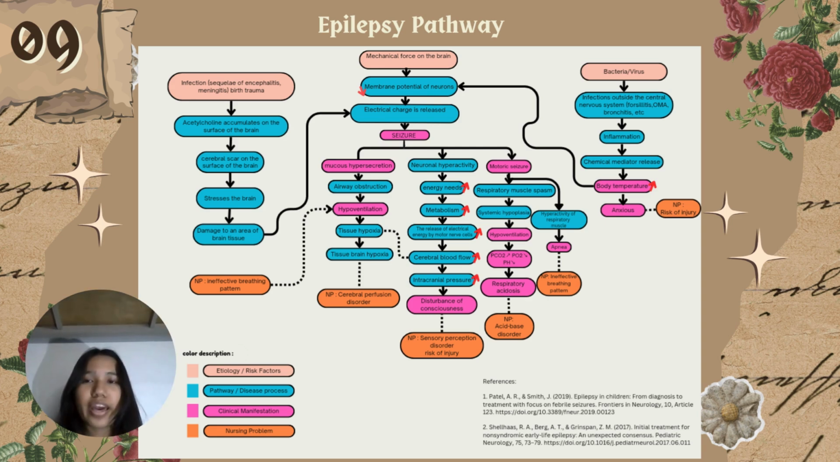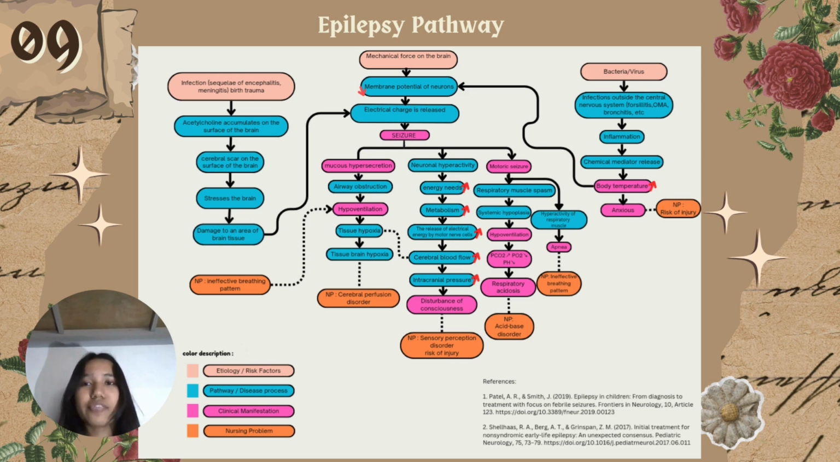And the third, we have clinical manifestation. These abnormal electrical charges lead to various clinical symptoms such as hypersecretion of mucus, which can cause airway obstruction, and motor muscle seizure that causes respiratory muscles to contract, and hypoventilation or slow breathing, which eventually leads to tissue hypoxia or lack of oxygen in tissues. This can affect blood flow in the brain, intracranial pressure, and the patient's consciousness.